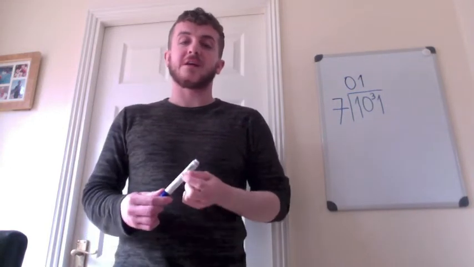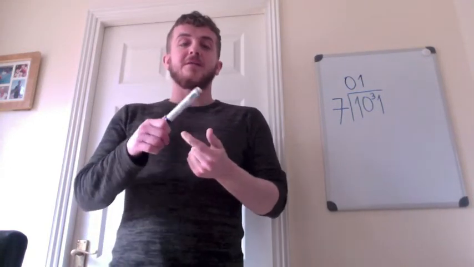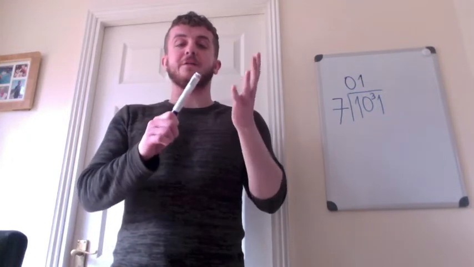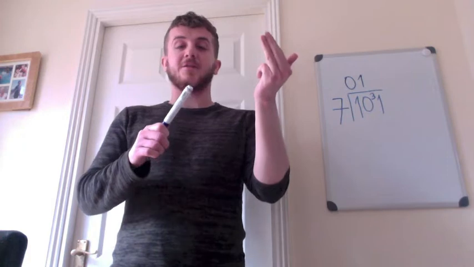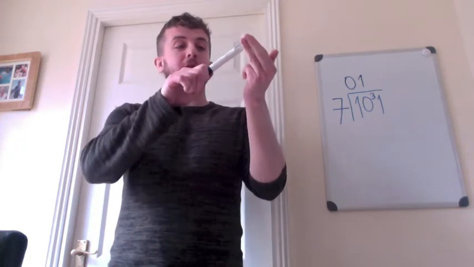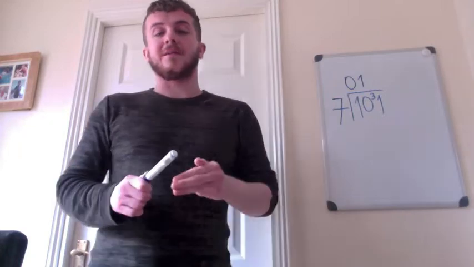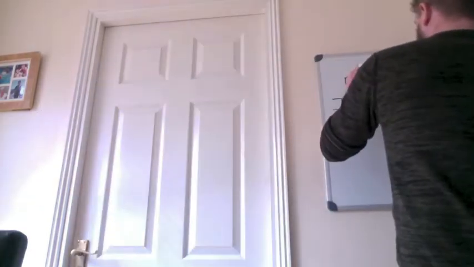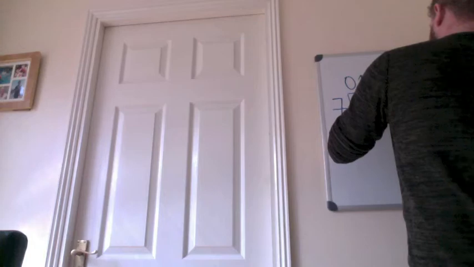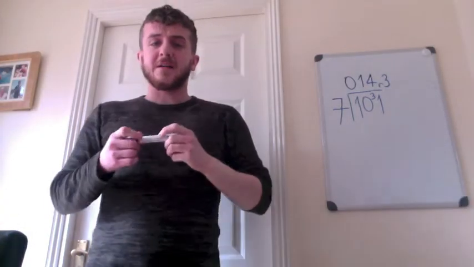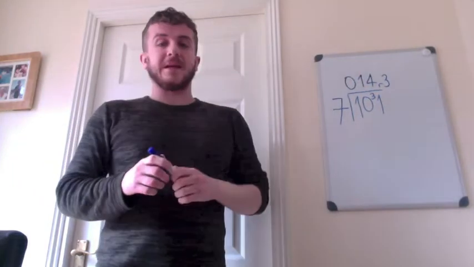Now, how many 7s go into 31? Let's use our 7 times tables. 7, 14, 21, 28, 35. 35 is too big, so you go back down to 28. So we've got 4 7s, 28, with a remainder of 3. So, my answer, 14, remainder 3.